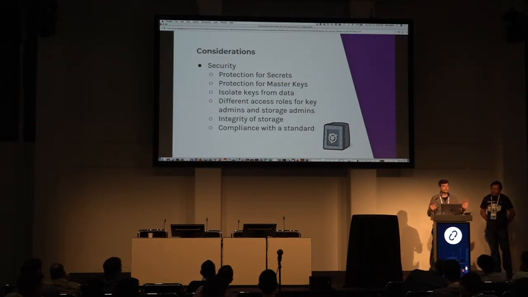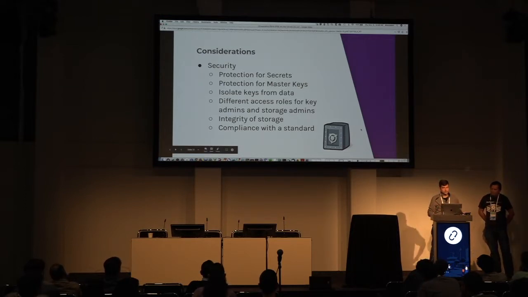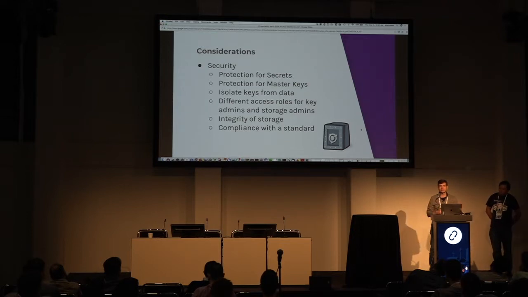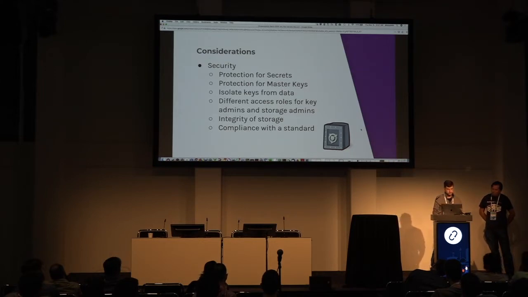So you want to have some sort of separation and isolation between your secret storage and your data. Your use case may involve different access roles for administrators. So by separating your key service on one set of servers with one set of admins and your maybe storage admins on a different set of servers, you have some sort of opportunity for different roles and separation of privileges.